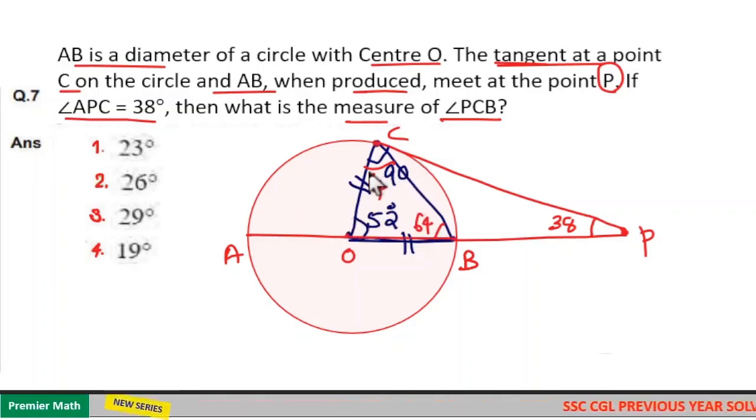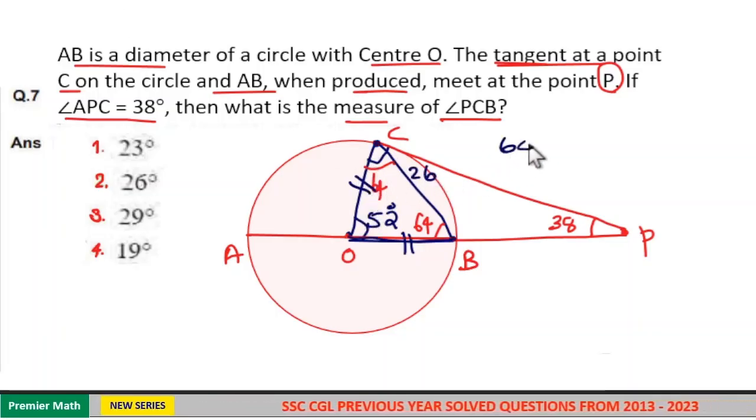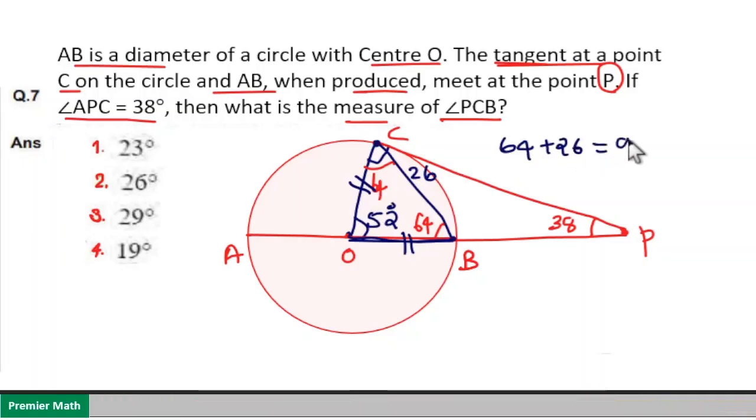In that case, this full angle is 90 degree, that is, we know this angle is 90 degree. So if this is 64, this should be 26, because 64 plus 26 is equal to 90 degree. So here angle PCB is equal to 26 degree. Option 2 is your answer.